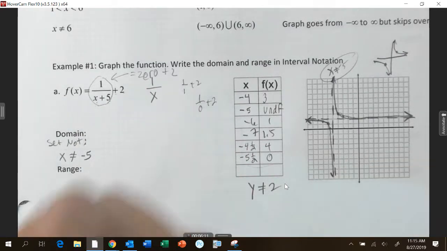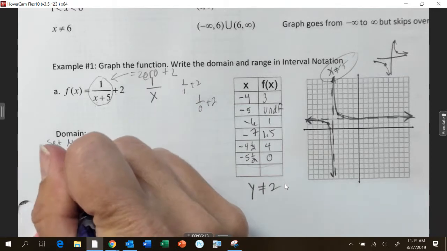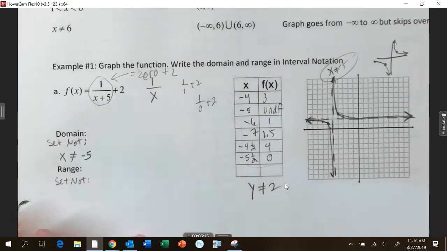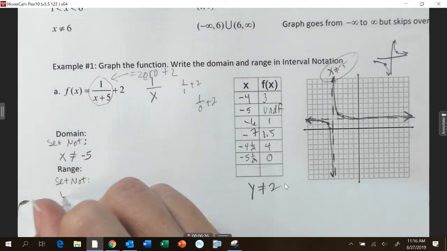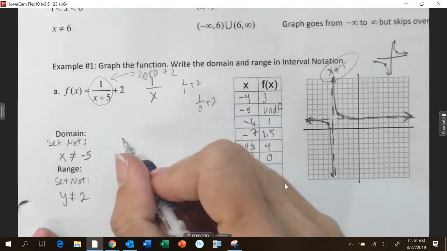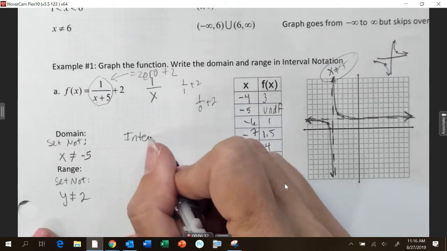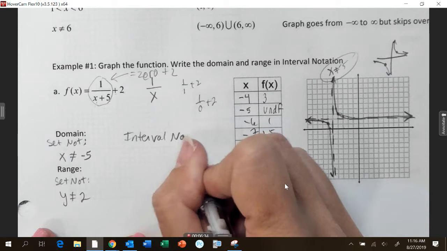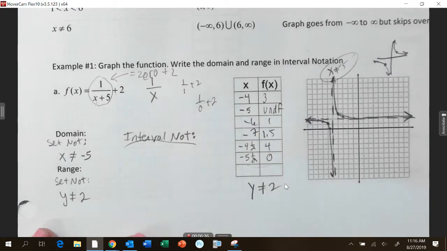How about my range for set notation, the thing that will be on the quiz? Up and down and up. Is it all real numbers? Ethan? Okay, so how would I write that over here? Perfect. So that's set notation. Now we're going to do interval notation. So this is what's new today, interval notation.